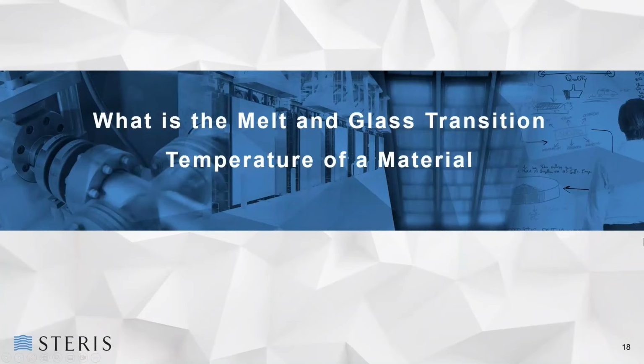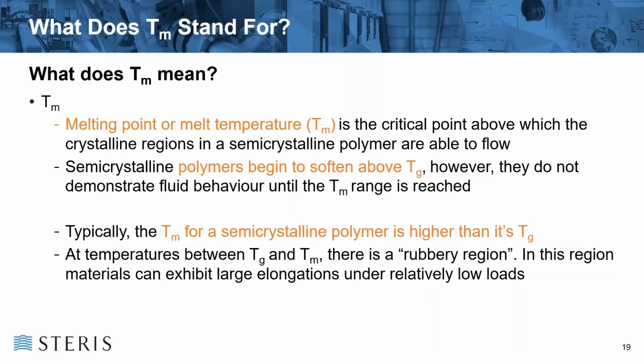All right, thanks, Noel. So how do you know what an appropriate accelerated aging temperature is? What you look at there is the melting and glass transition temperatures of the material. So you're going to look at the physical properties of your product and the packaging. TM is the melting point or the melt temperature, and that's the point above which the crystalline regions in the semicrystalline polymer are able to flow.